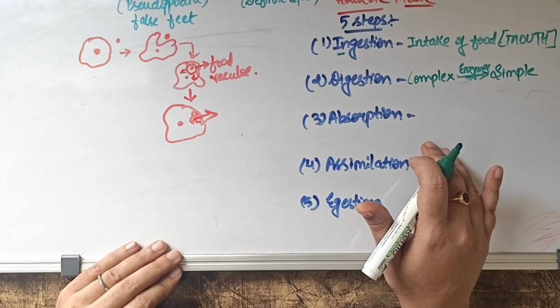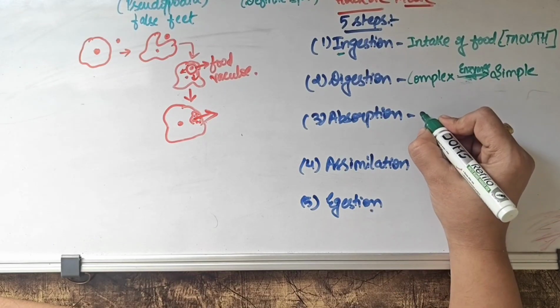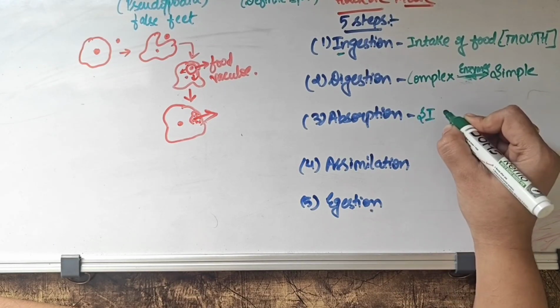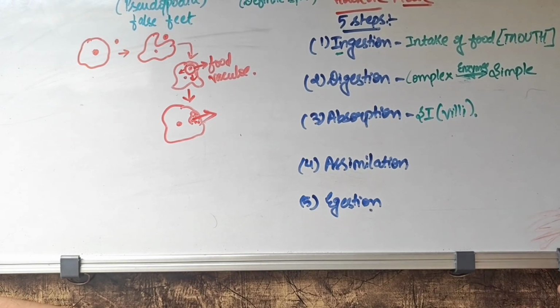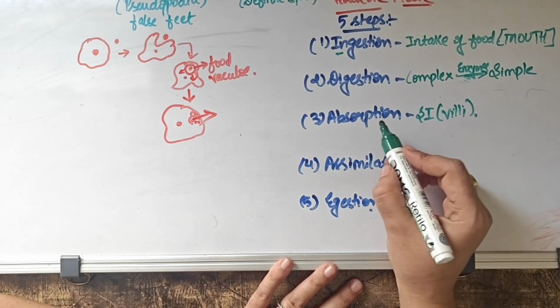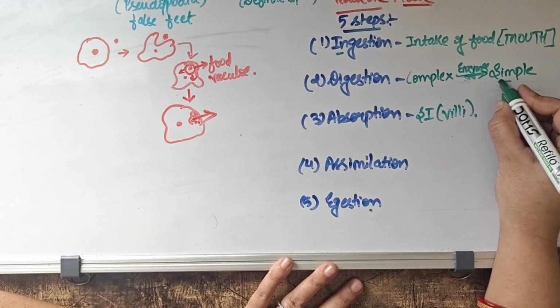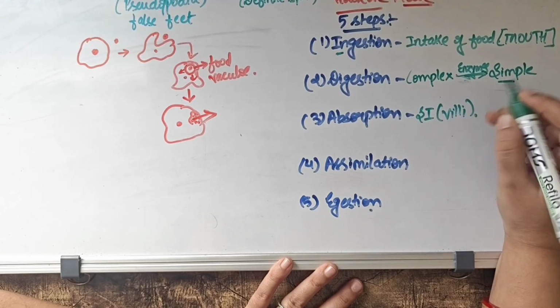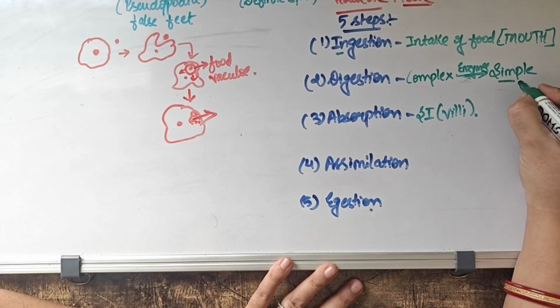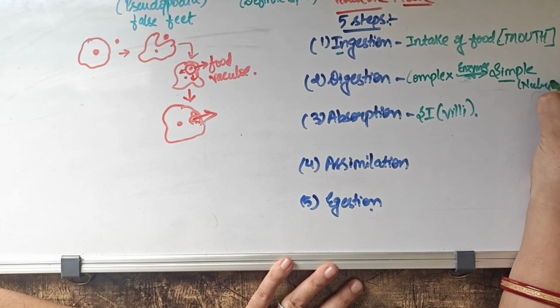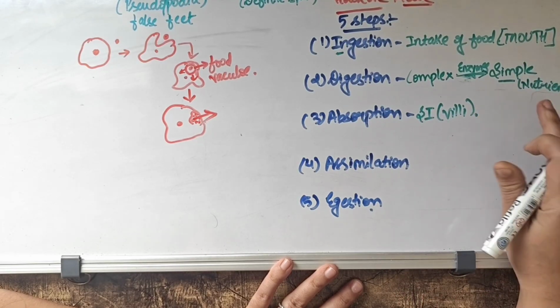What is this third step then? Absorption. Absorption is the process done by your small intestine, which has specialized structures known as villi. So what is this villi all about? Once your food is broken down into simple form, these villi are going to absorb this simple food. This simple food is something I can also call a nutrient, right?